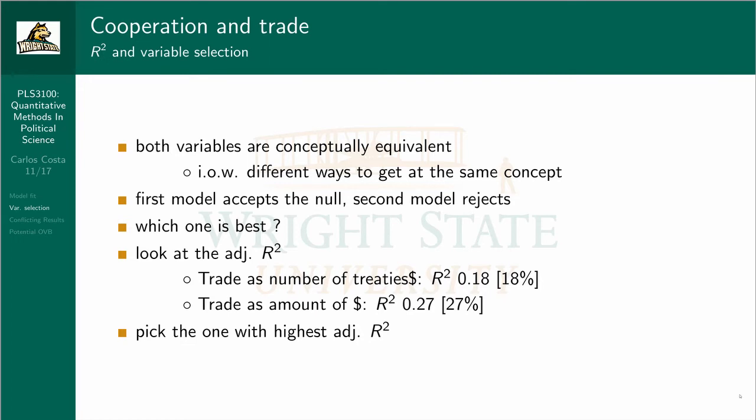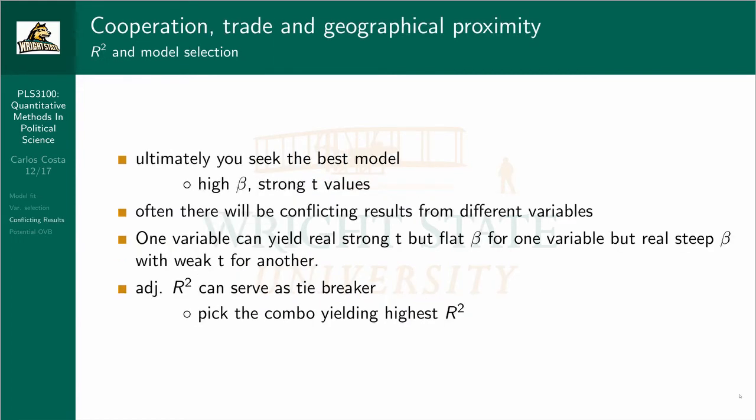It's the second one. In conclusion, you will often find yourself with conflicting results. Some models will give you high betas but low t's. Some models will give you high t's but low betas. Some will accept the null hypothesis, some will reject the null hypothesis. You won't always be clear which model is the best model. Whenever you find yourself in that situation, simply put all of that aside and just pick the model with the highest adjusted R-squared value.